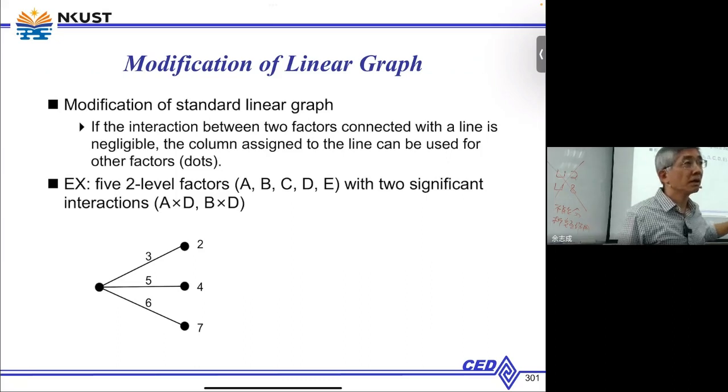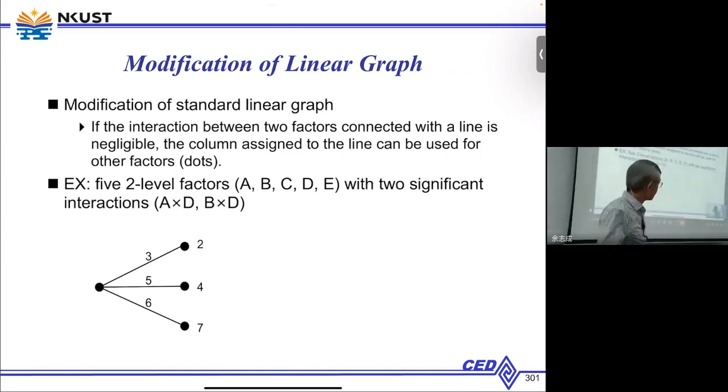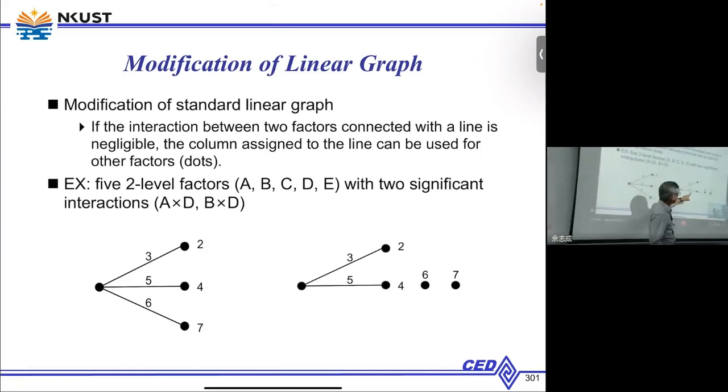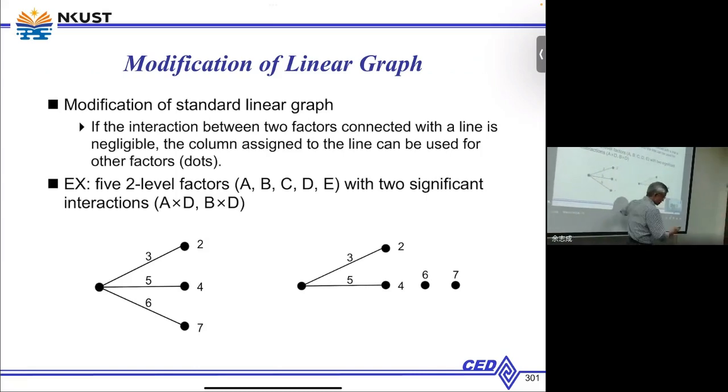Can it be used? No, the same reason, right? Not enough seats. 4 dots, but 5 factors. How about the next? Is this good enough?